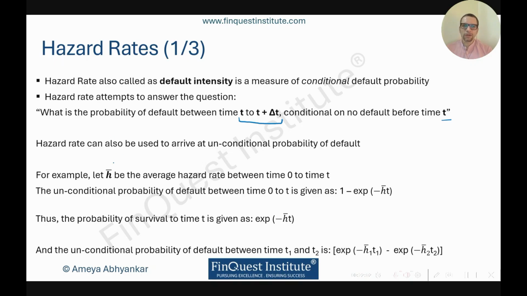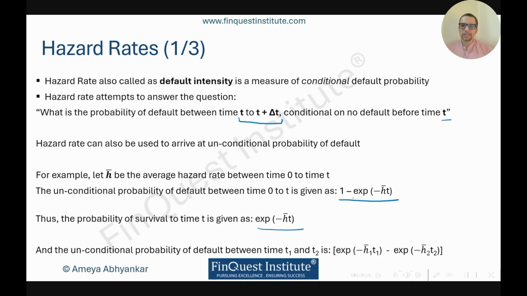Let's say we call h bar the average hazard rate between time 0 to time small t. Now, the unconditional probability of default between times 0 to t is given by 1 minus e raised to minus h bar into t. Naturally, probability of default plus probability of survival need to sum to 100%. Therefore, the probability of survival up to time t is given by e raised to minus h bar t.